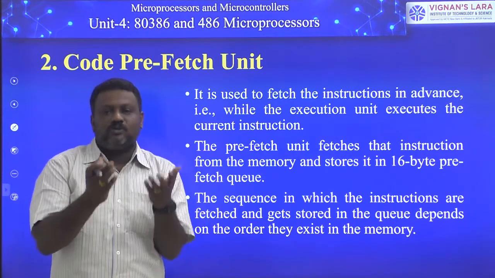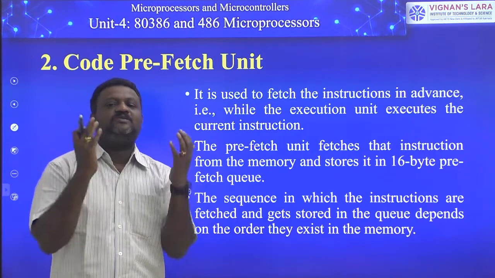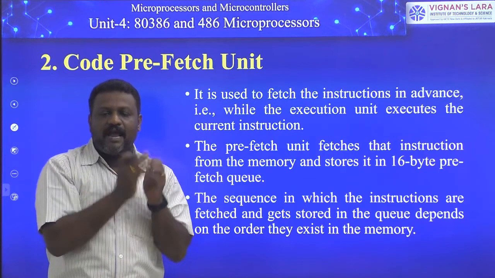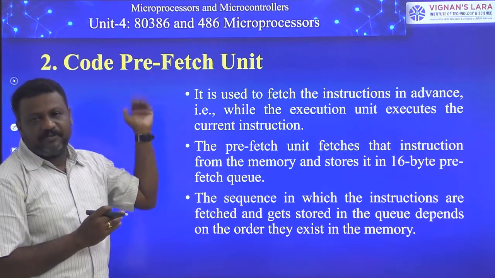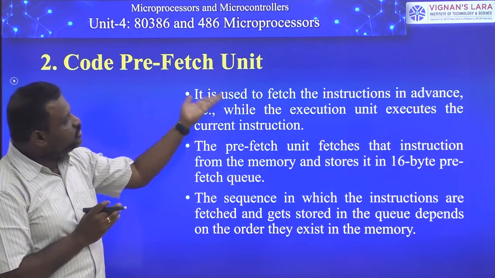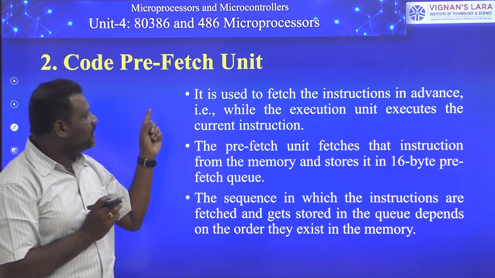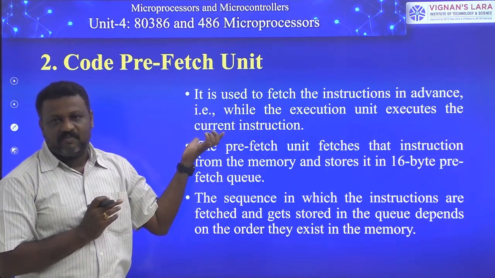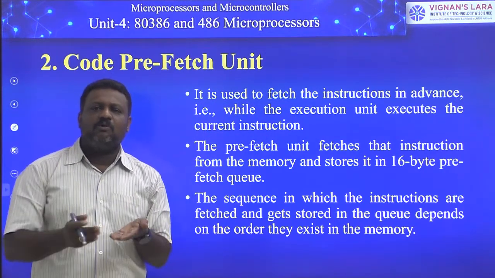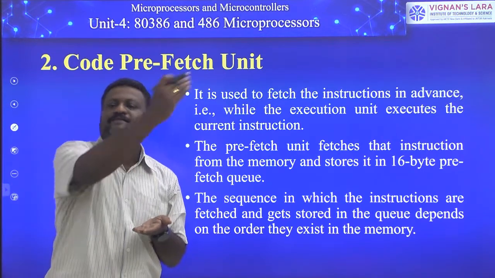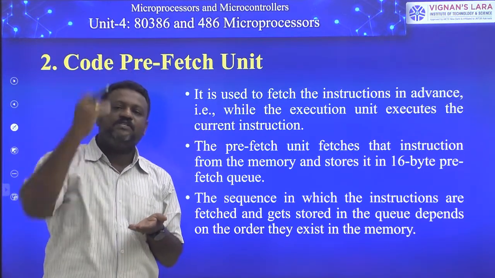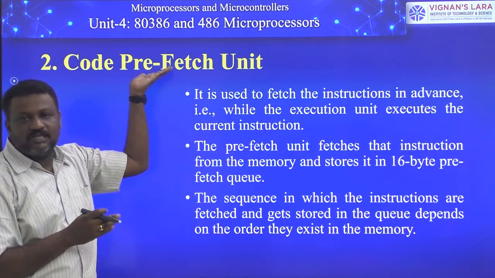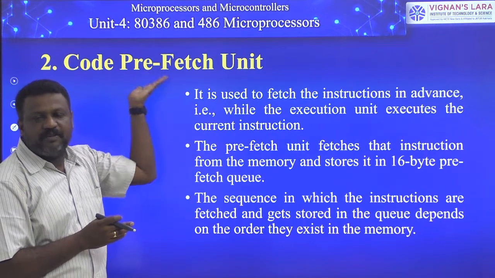So in advance, the instructions we are going to execute in the future, those instructions I fetch from the memory and store in this prefetch unit. It is used to fetch the instructions in advance, that is, while the execution unit executes the current instruction. The instruction your execution unit is going to execute next, we fetch from the memory in advance itself, and I can store those instructions in this instruction or code prefetch unit.